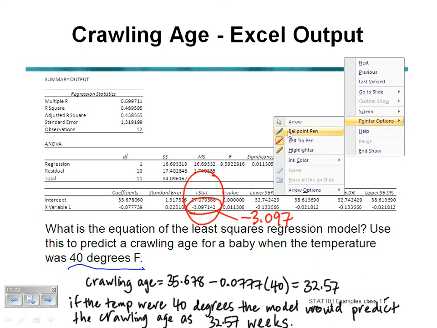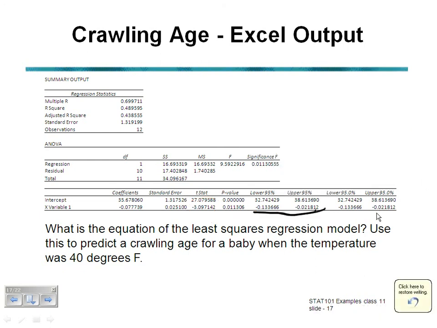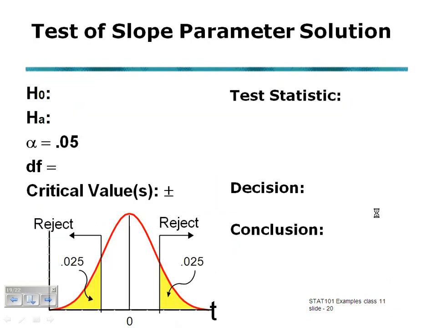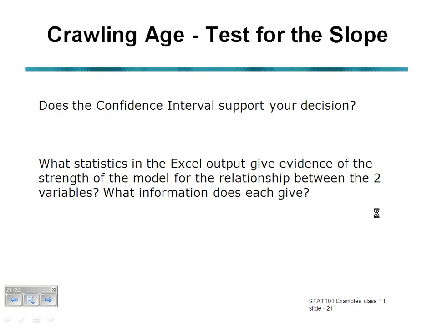Our confidence interval is completely negative. 0 is not included in our interval. So once again, this gives us evidence to support our decision from our test. 0 not contained in our confidence interval, so this supports our decision from our test of slope that we did earlier. Confidence interval completely negative, 0 not included in that interval.